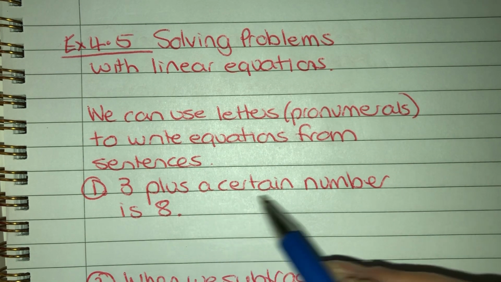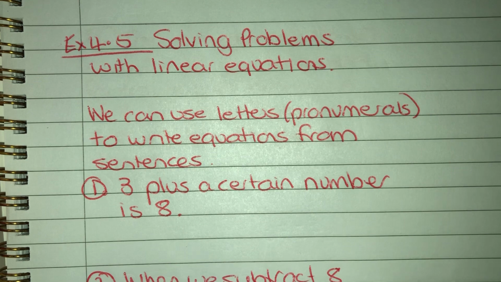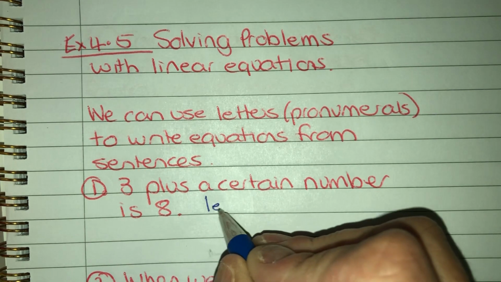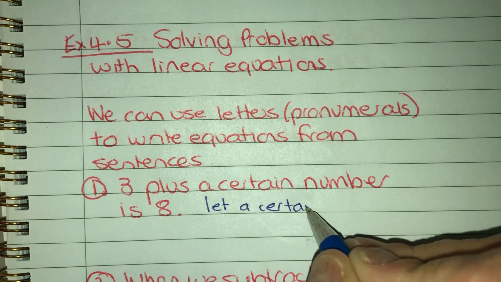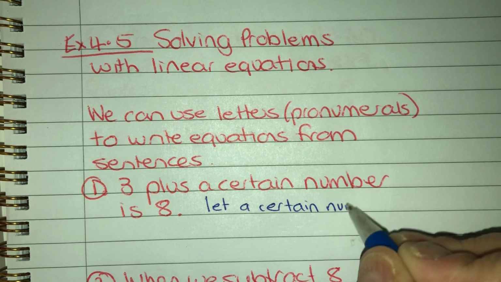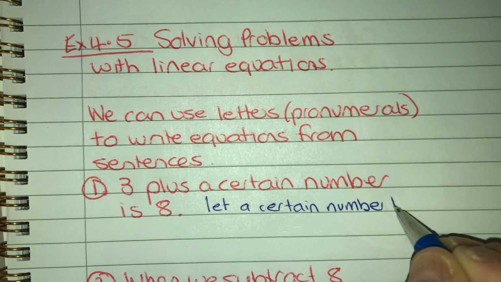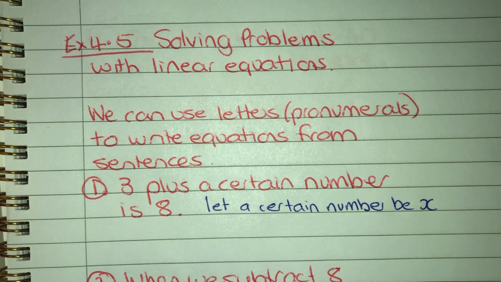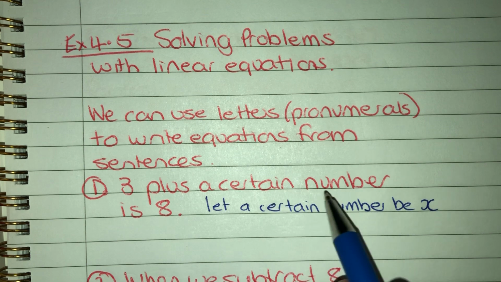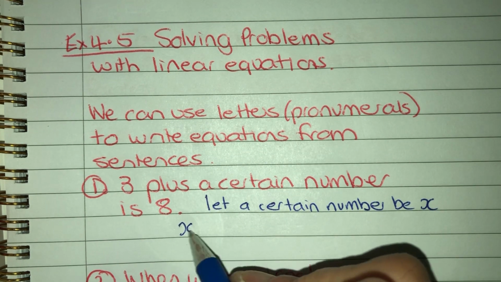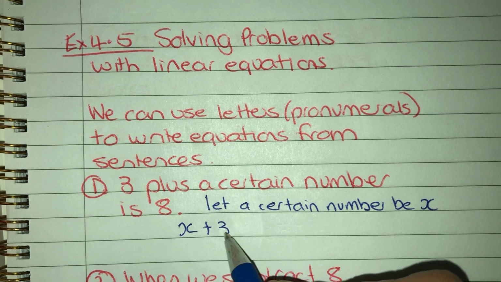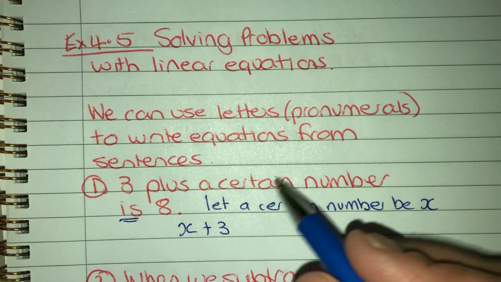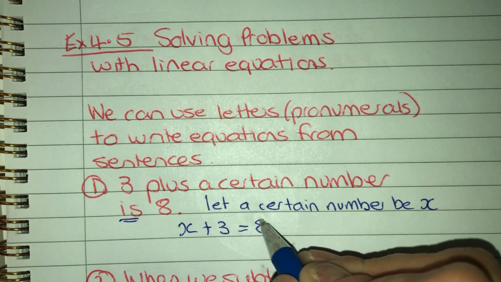So 3 plus a certain number is 8. So we should say what we're going to use. So let a certain number be x. Now you can put P or C or D or anything you like. So 3 plus a certain number is just we have x and we want to plus 3. So add 3. And is obviously equal to 8.